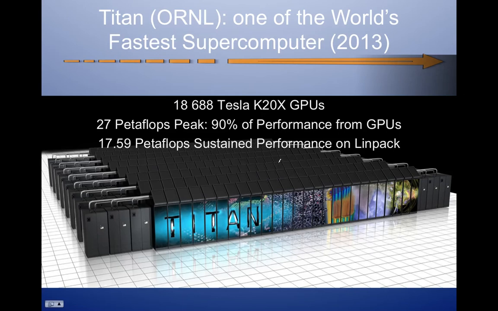This is an example of such architecture. You should note the big numbers here. That's the Titan machine at Oak Ridge in Tennessee in the USA. 18,000 Tesla GPUs, and the peak performance is 27 petaflops that are provided by the GPU. And the achieved performance is 17.59 petaflops on LINPACK. LINPACK is a program that is solving a linear equation.